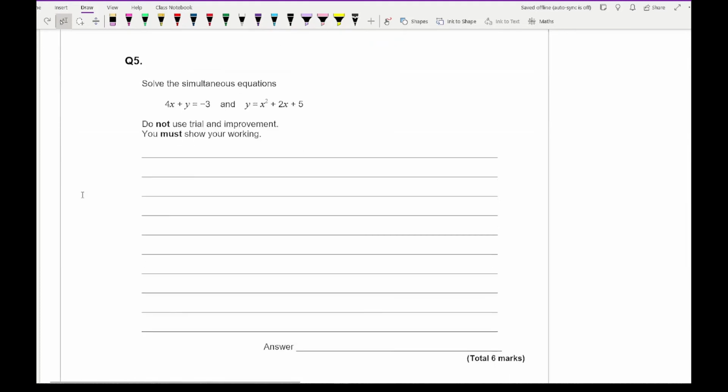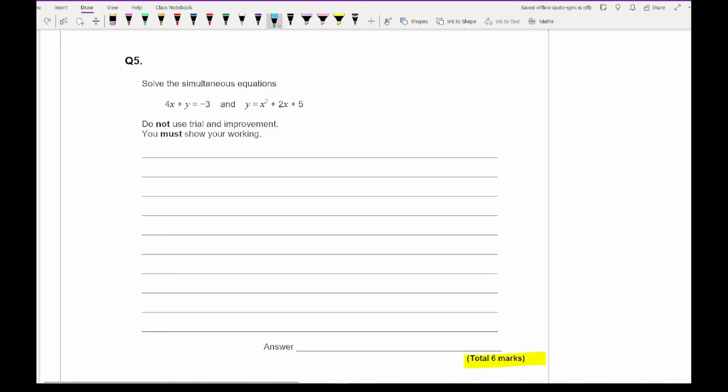Moving on to question 5. So this question is worth 6 marks, and hopefully you'll be able to see why. It says solve the simultaneous equations, and we've got 4x plus y equals minus 3, and y equals x squared plus 2x plus 5. It says do not use trial and improvement, so do not guess, and you need to show your working out, obviously, and it's worth 6 marks. Don't worry, I've just crossed that out because I was hoping it was a highlighter. So let's just go on there.